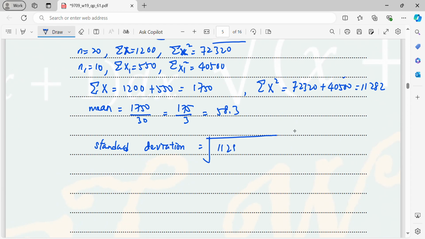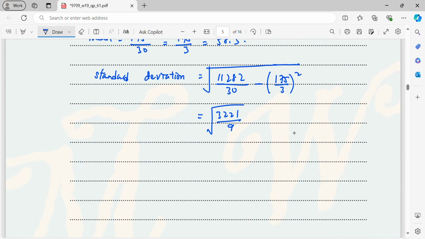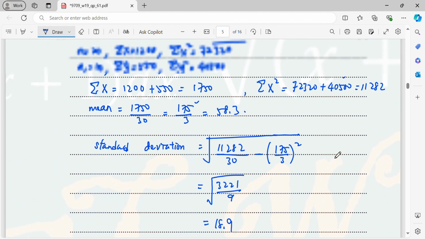So 11282 over n, which is 30 now, minus the new mean. The new mean is basically 175 over 3. Then I square it. And now here, you will be getting 3221 over 9. And at last, the answer is 18.9. So that is the new standard deviation and new mean.